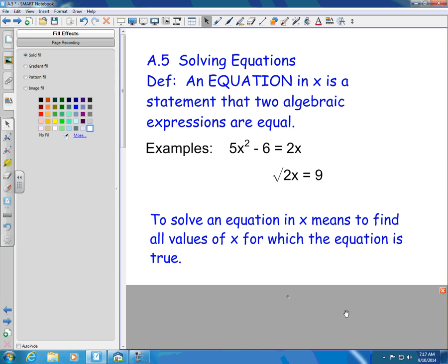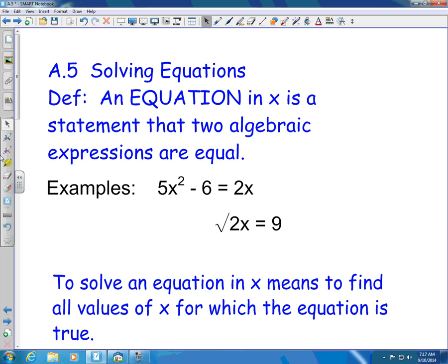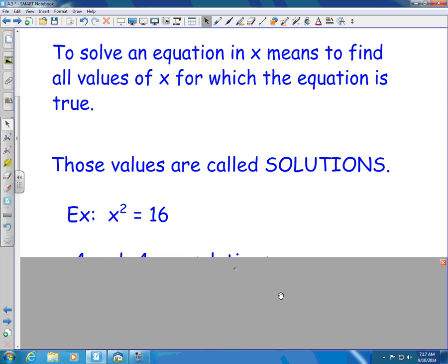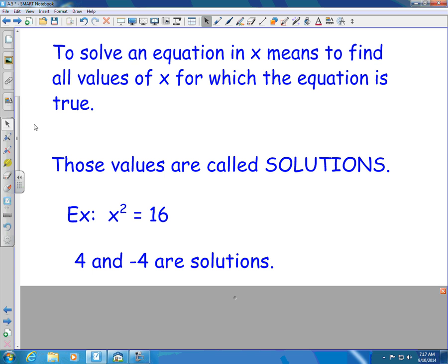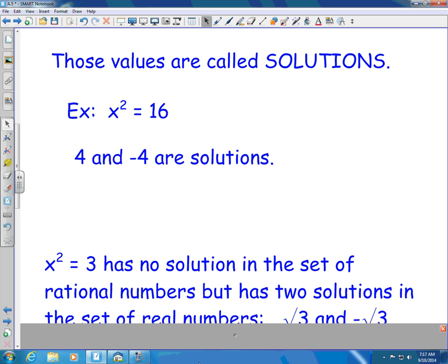To solve an equation in X means to find all values of X for which the equation is true. The values of x that make the equation true are called solutions. So for example, if you have x squared equals 16, then 4 and negative 4 will be the solutions. In this section, we're going to be solving lots of different kinds of equations.